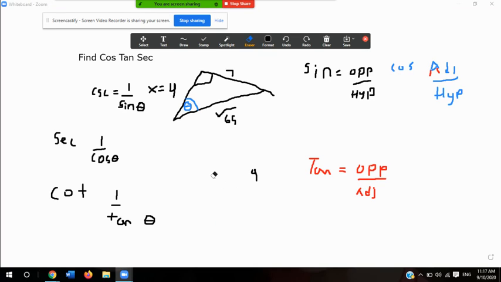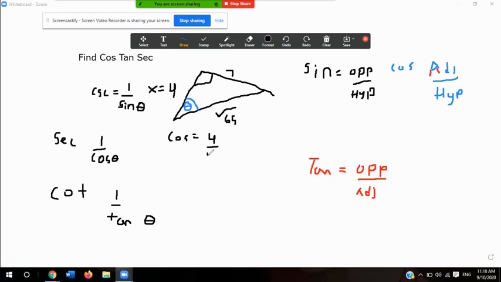This is example number 2 of your textbook, section 1.3. Okay, so they want me to find the cosine, the tangent, and the secant. So the cosine is pretty simple because the cosine is just a number that is closest to the reference angle, which in this case is 4. So we'll say the cosine of z equals 4 over the square root of 65.